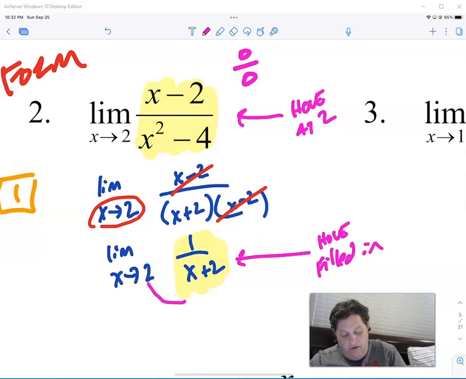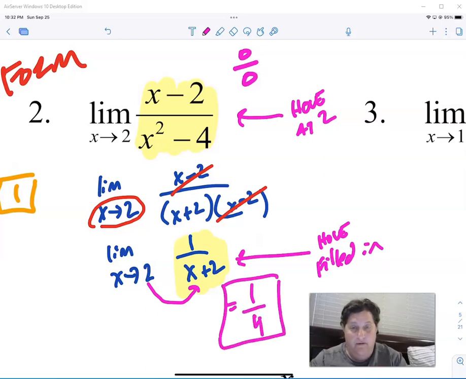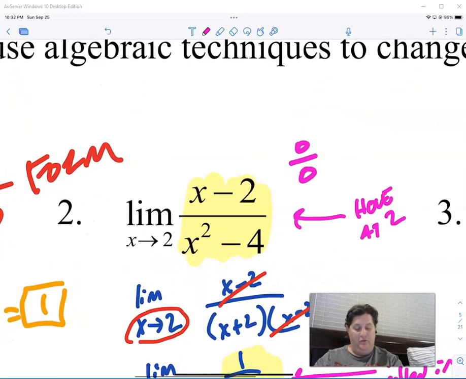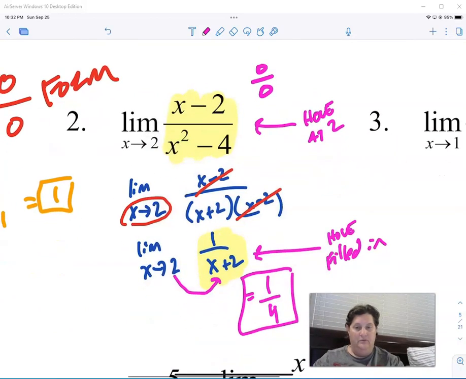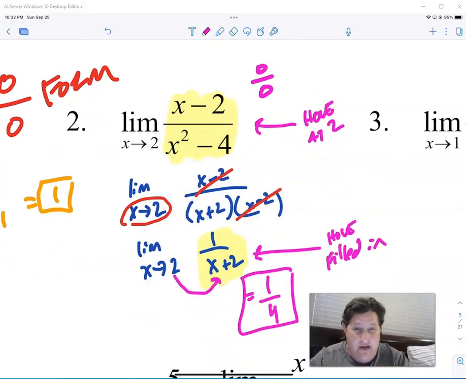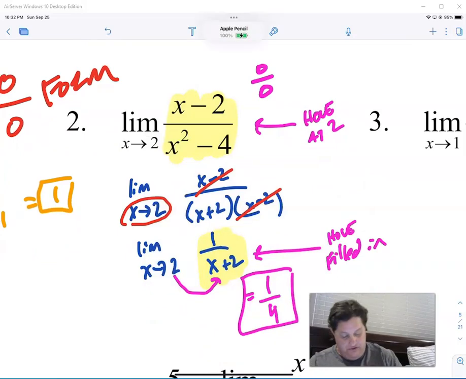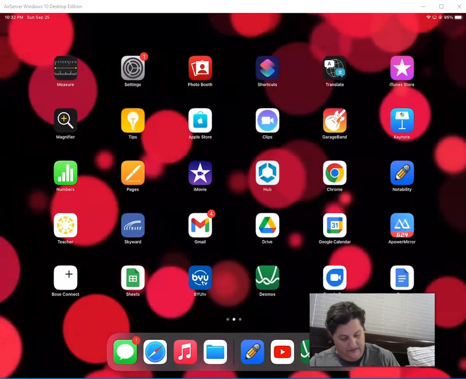And so when I go to plug it in now, I can see that it's 1 over 2 plus 2. So my limit is 1/4. Okay, so what that means is if I graph this initial one and I got really, really, really close, I would get to 1/4. There's another way that I can kind of explain this graphing stuff.